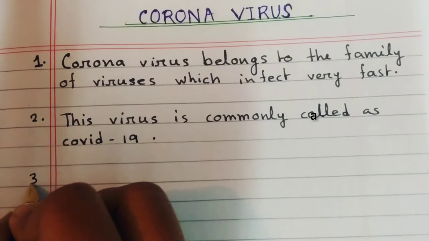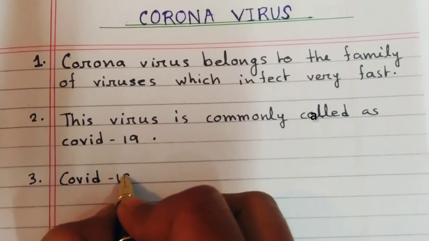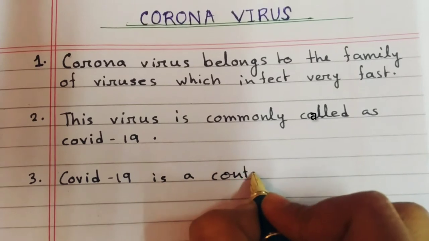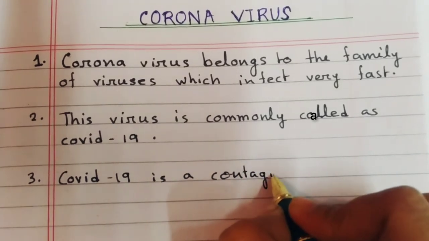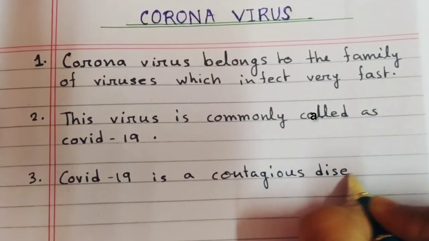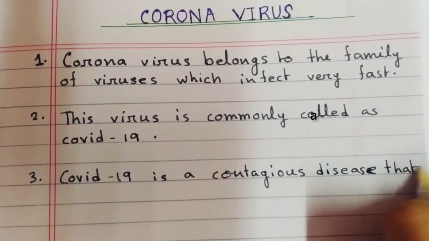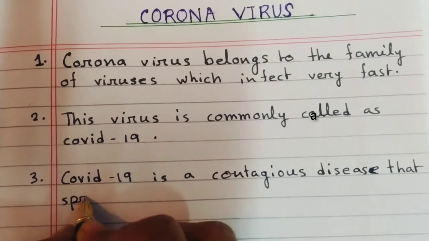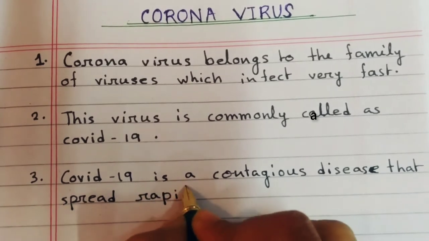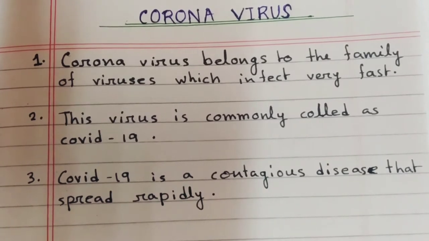Third line is: COVID-19 is a contagious disease that spread rapidly.